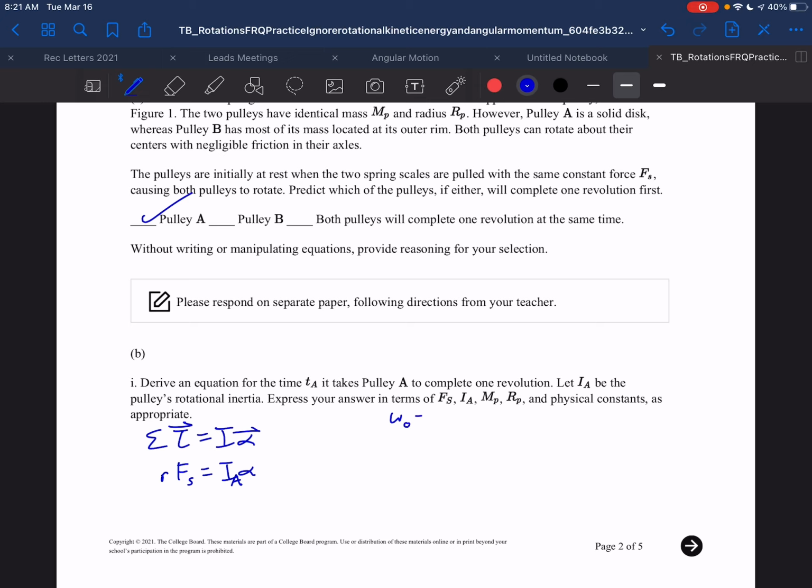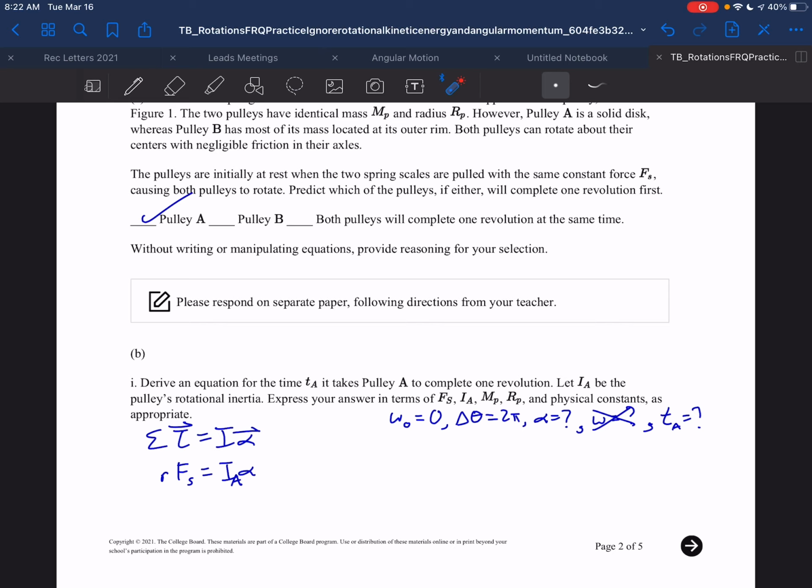We know the initial angular velocity is 0. We know the angular displacement for one revolution should be 2 pi. Do we know anything else? We are looking for the alpha, but we don't know it. We don't know the final angular velocity. Wait, are we looking for the alpha? No, we're looking for the time. We don't know the time either.